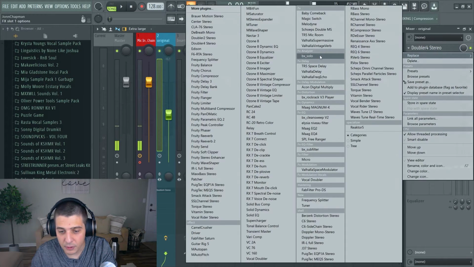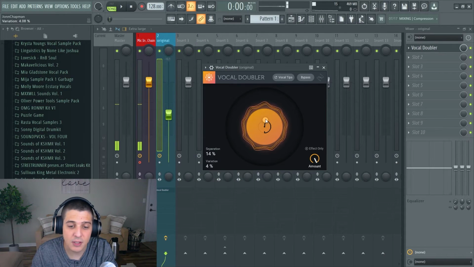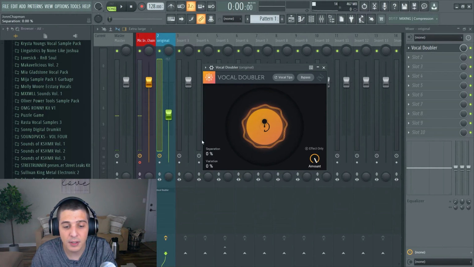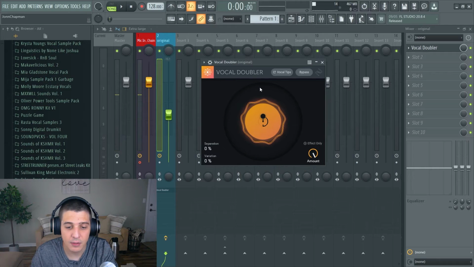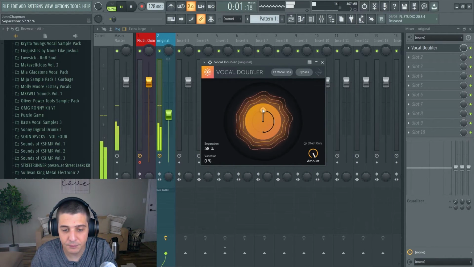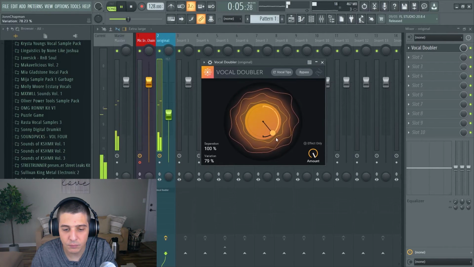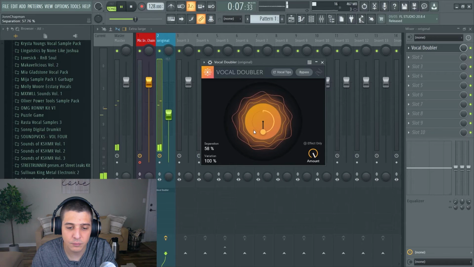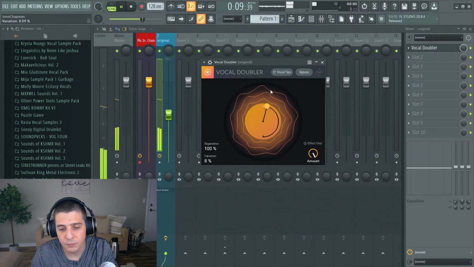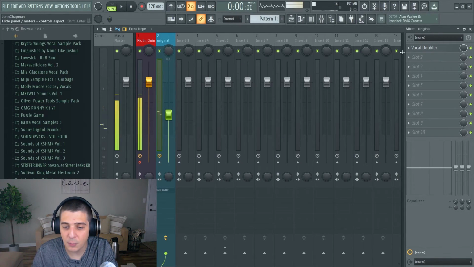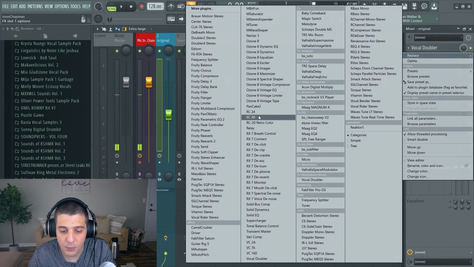If we open another doubler, now this one, it's not as fancy. Instead, you're just gonna have separation and variation, okay? Let's take a listen to just one knob. And there's a couple people who make plugins like that where you aren't going to have all the knobs.